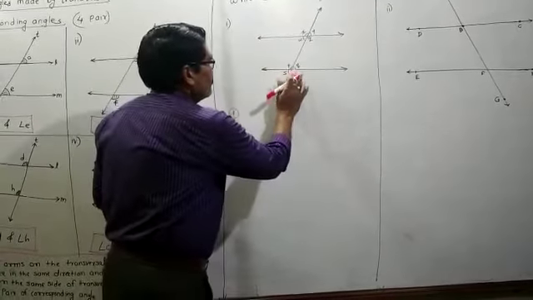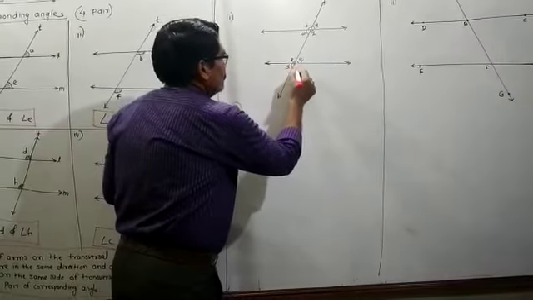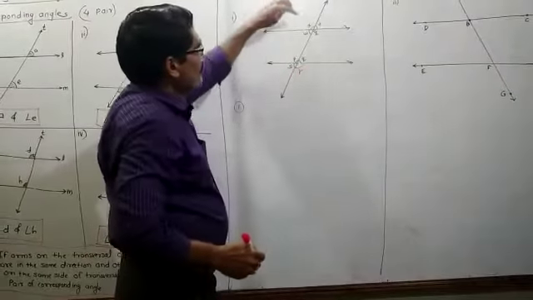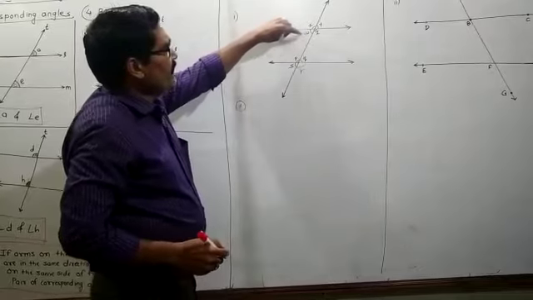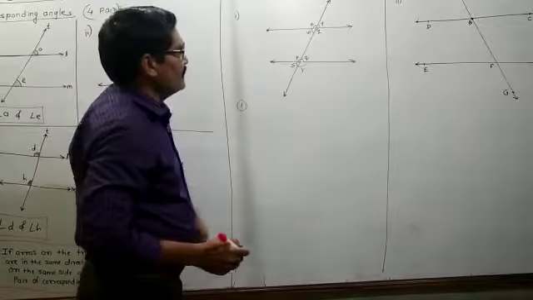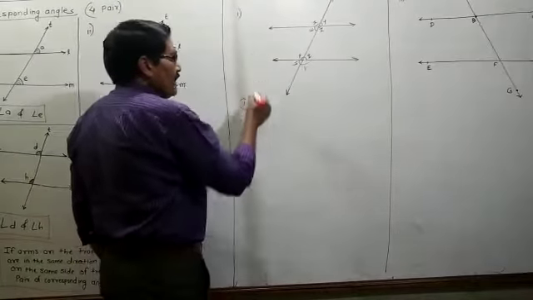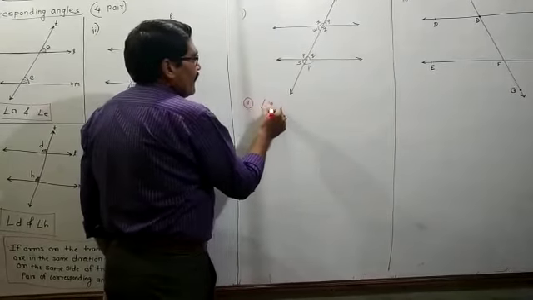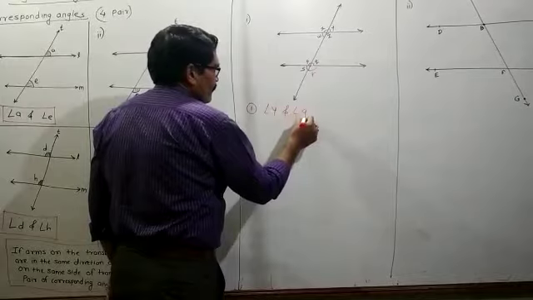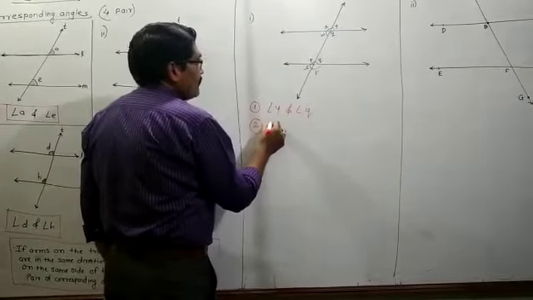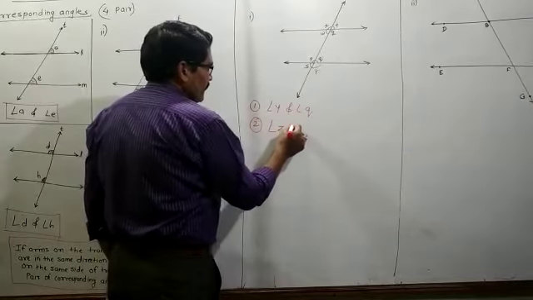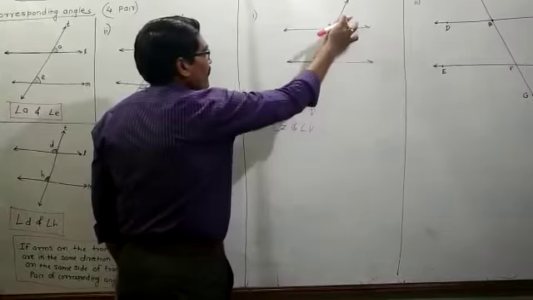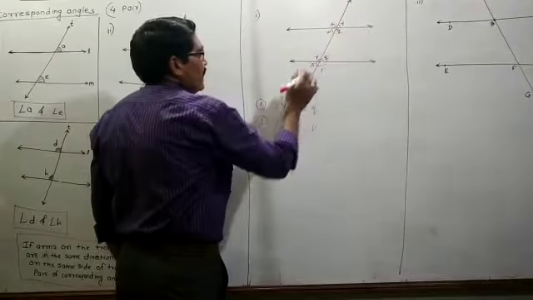Second pair is Z and R. Third pair is X and P, and the next pair is W and S. So in the same manner I will write on the right side: the angles are angle Y and angle Q, second pair is angle Z and angle R.